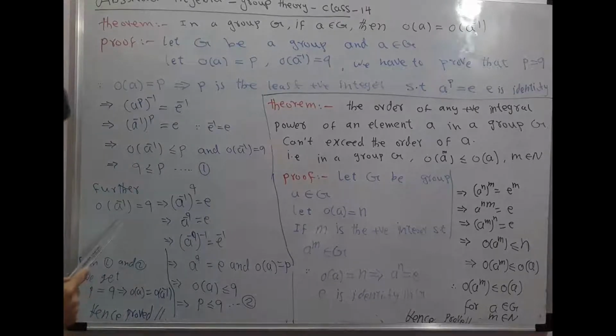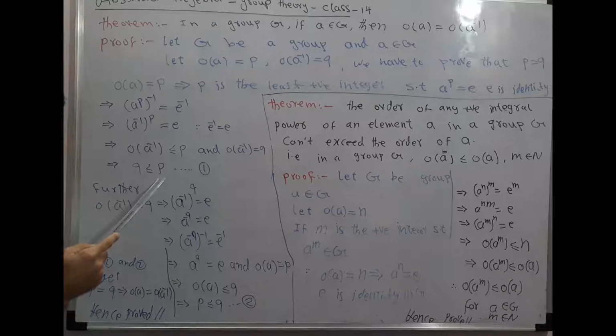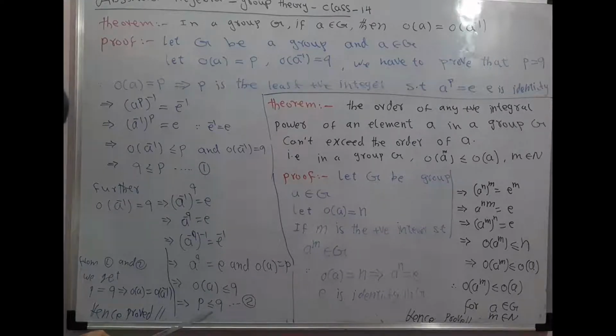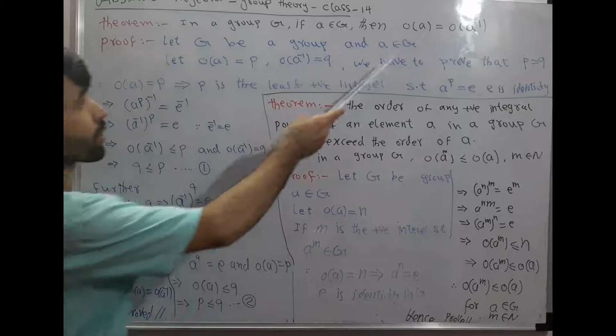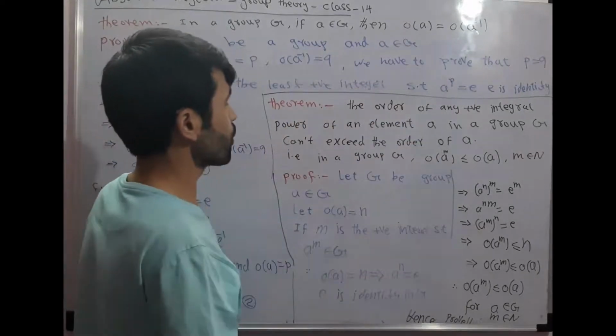From relation 1, q is less than or equal to p. Also we get relation 2, p is less than or equal to q. Therefore p equals q, which implies the order of a equals the order of a inverse. Hence proved, we got the result.